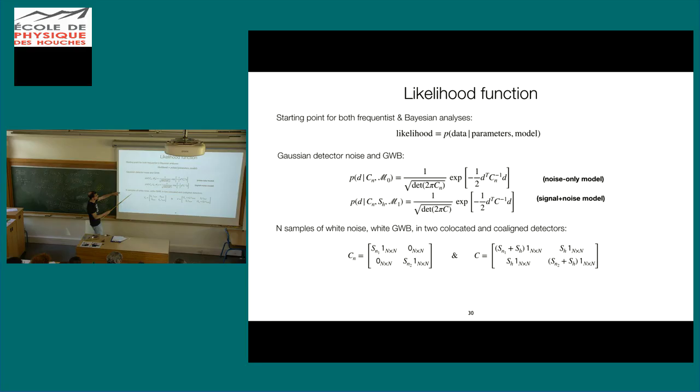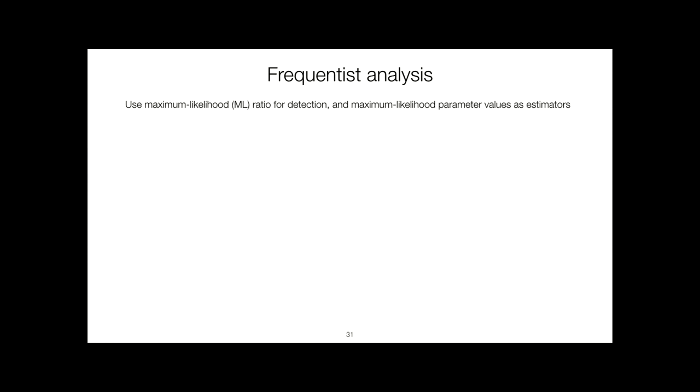So if you were to think of the covariance matrices for the simple example where you had n samples of white noise in a white gravitational wave background, ignoring any complication that comes from response functions or overlap functions, so we're going to work with co-located and co-aligned detectors, this is what you would write down for the covariance matrix for the noise, assuming that there's no correlations between detector 1 and detector 2. And this is the covariance matrix that you would write for the signal plus noise model, where you have both detector noise and a gravitational wave background present. Note that this SH appears not only in the cross-correlation terms but in the autocorrelation terms as well. So that's a likelihood function which is used by both frequentist and Bayesian analyses.